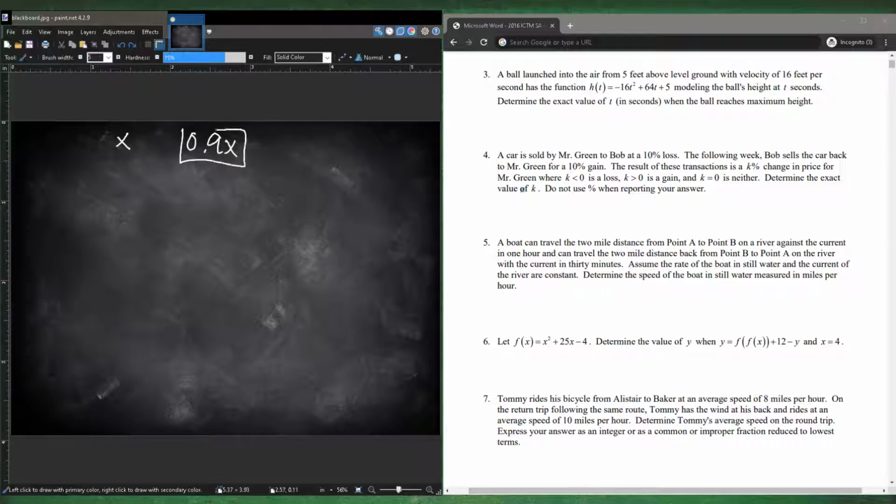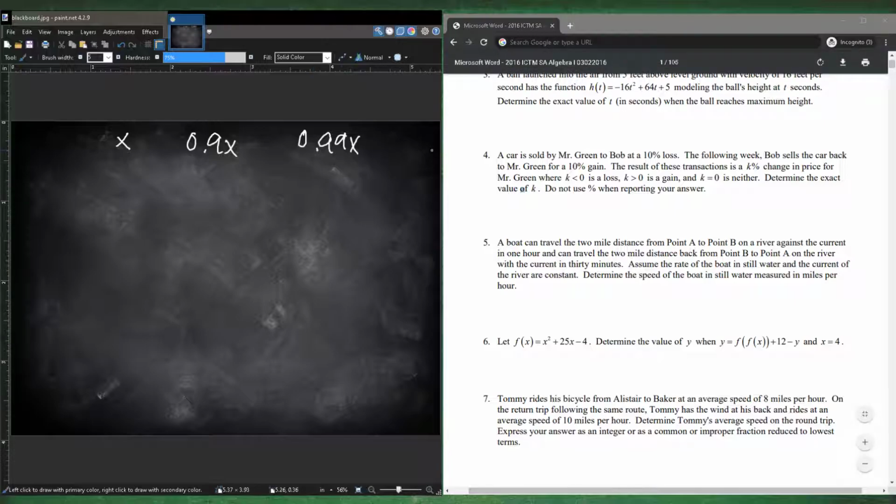So from this price, Bob sold back to Mr. Green the car, and he got a 10% gain. So 10% of this is 0.9 times 0.1, which is 0.09, right? So he made this much with this amount. So 0.09 plus 0.9 is 0.99. So 0.99x, right? And then the result of this transaction is a k% change in price for Mr.